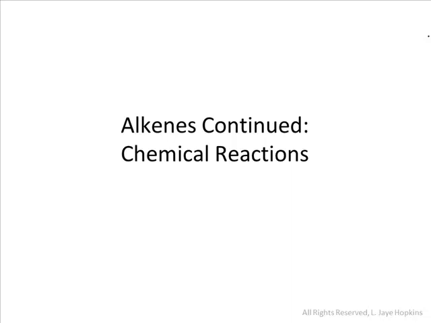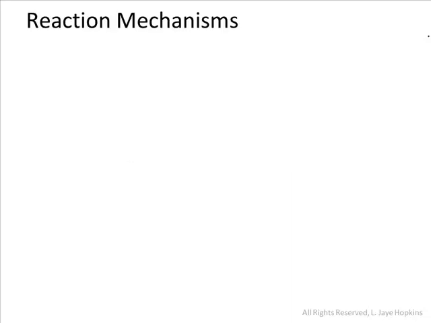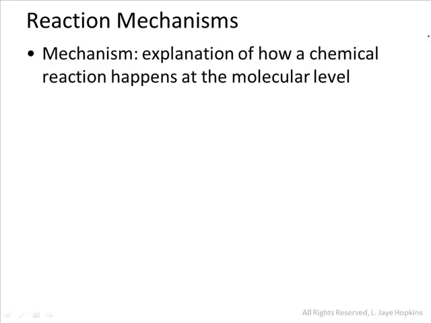In this lecture, we'll continue to learn about alkenes by looking at the chemical reactions that they can undergo. When we talk about chemical reactions in organic chemistry, we're often interested in the actual mechanism that explains how the reaction happens. You've seen a lot of chemical reactions, especially in general chemistry, but you may not have ever thought about why they actually take place.